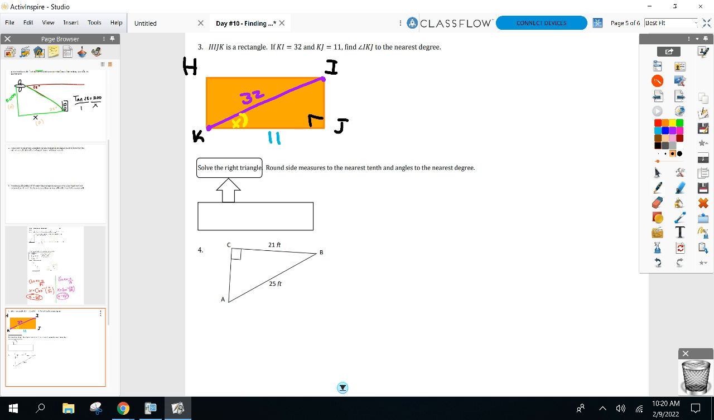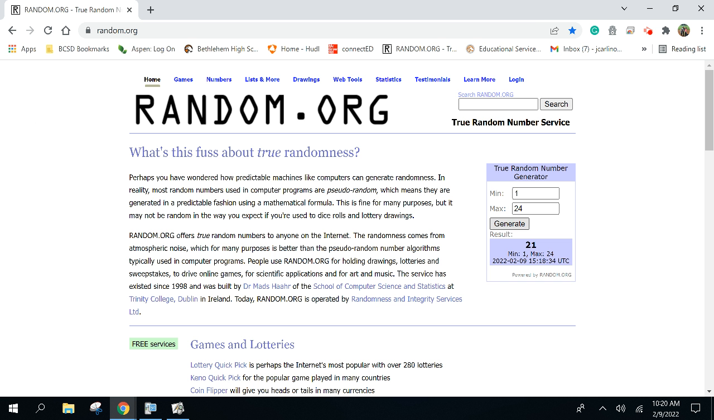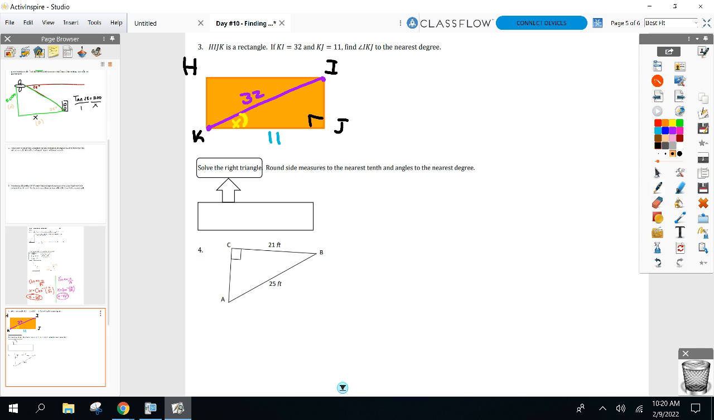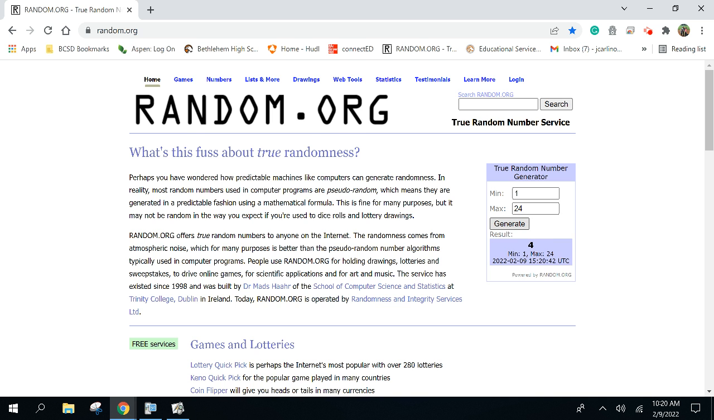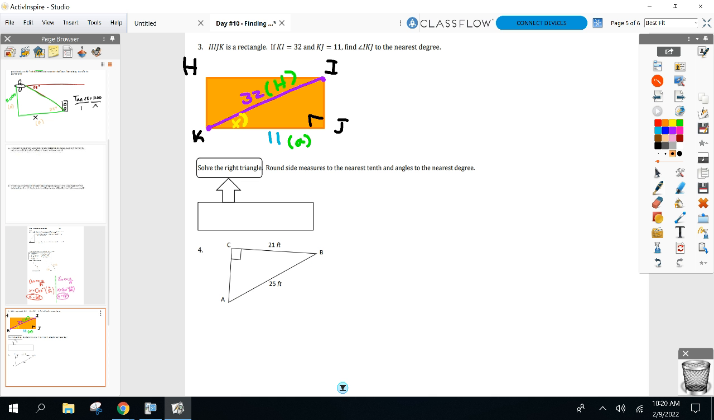All right, identify the 11 and the 32 now. Here we go. The 11, and the 32. Good. All right, what ratio are we going to use here then? Cosine. Cosine x equals adjacent 11 over hypotenuse 32. Good job, everybody. Picking it up. Very well.